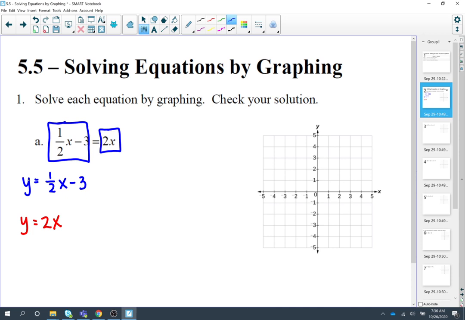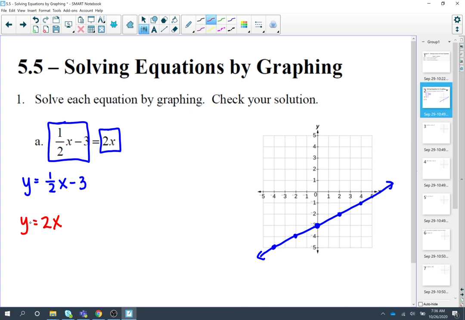So if I start with my first one, y equals 1/2 x minus 3, my y-intercept is a minus 3, and my slope, rise over run, is 1/2. So I'm going to rise 1 and run 2, rise 1 and run 2, and rise 1, and then I'm going to go off my graph. So I'll go the other way. I'll go down 1 and run 2, down 1 and run 2, and that line would look roughly like that.